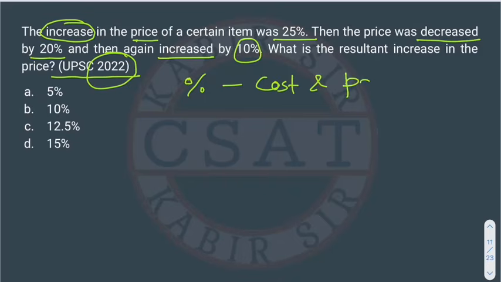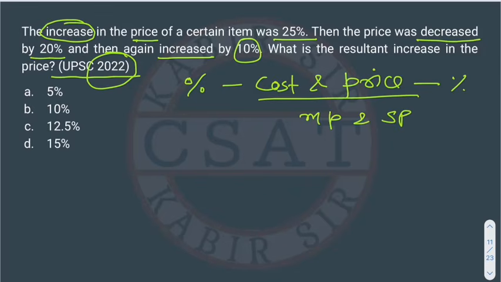So they both, like in cost and price also we find percentage change, and in the percentage chapter also we find the change in percentage. So these two overlap, but here I will say this question is from percentage because here they are not concerned about what was the market price and the selling price, etc., right? So here the question is saying that suppose there was some item, right?